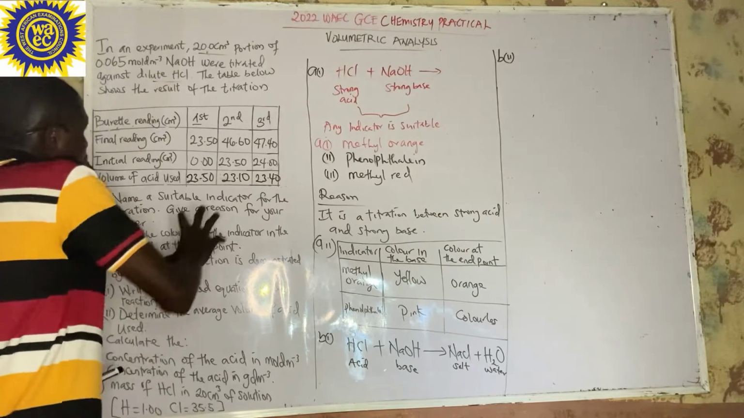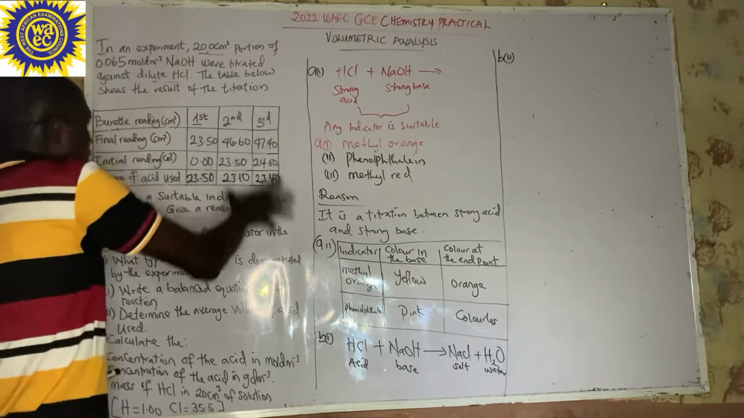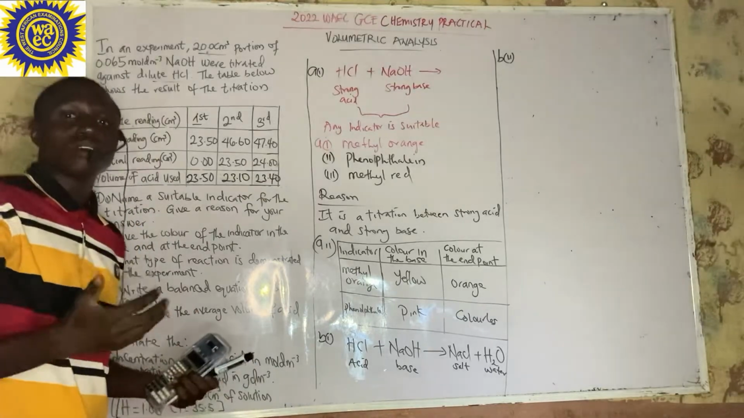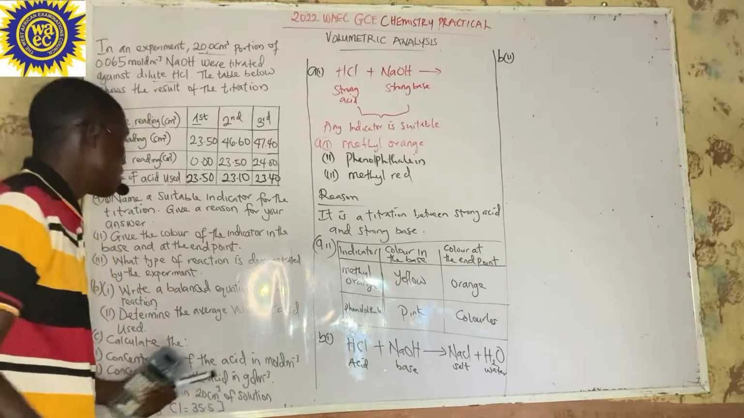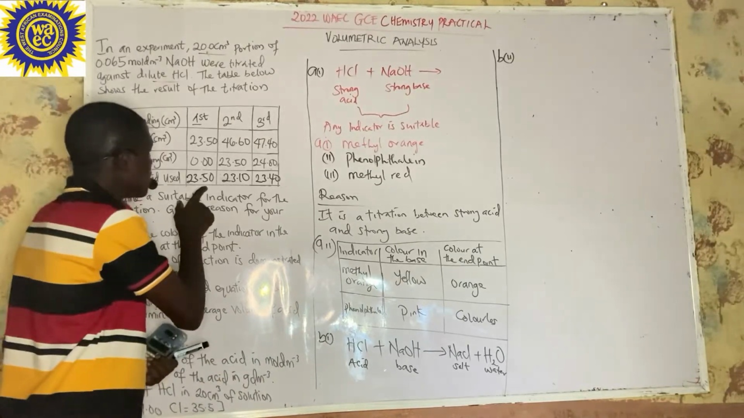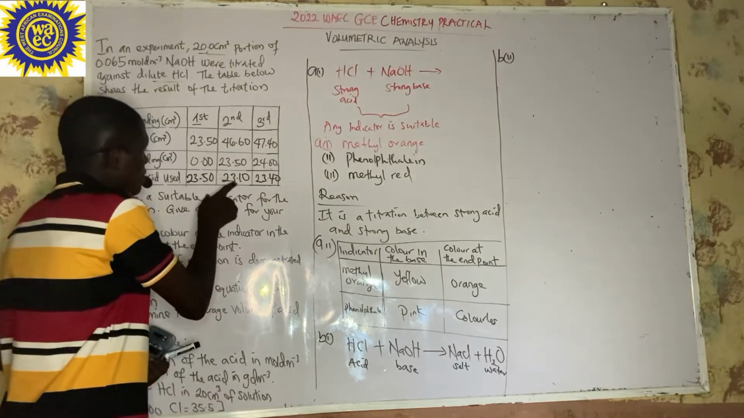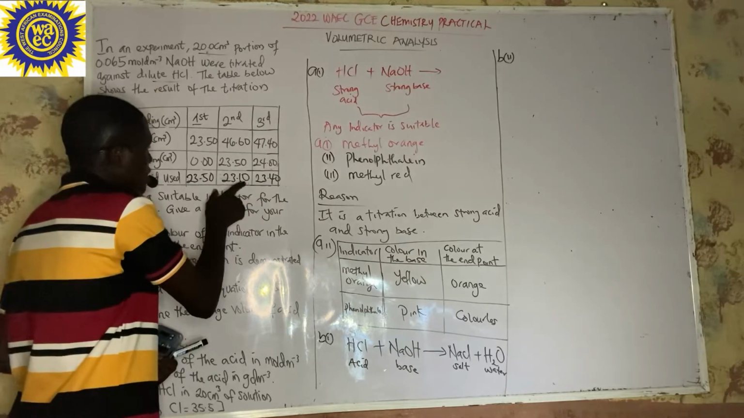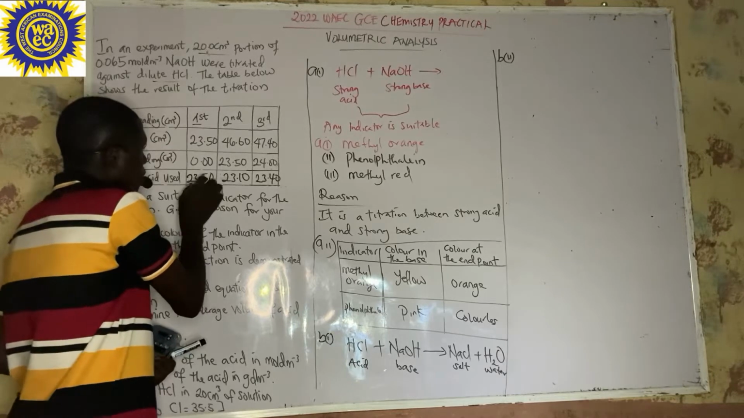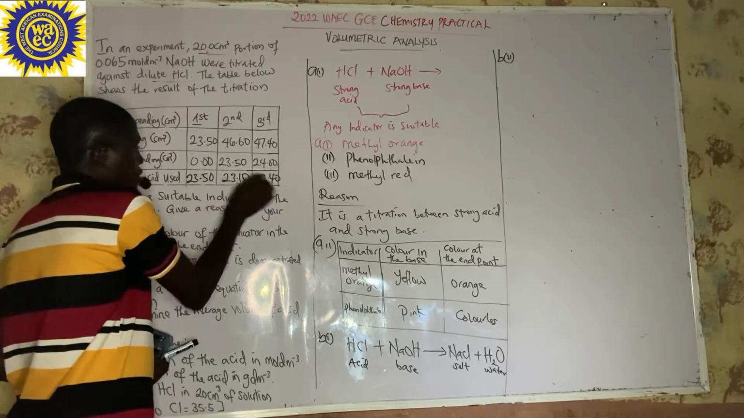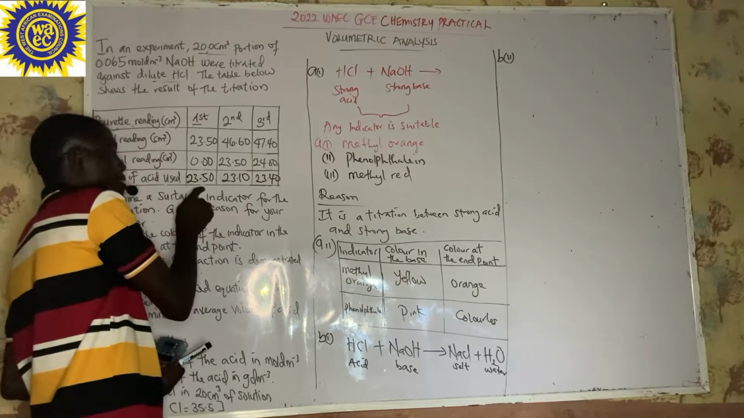Now, having gotten the volume of acid used in each titre, the next thing is to consider which of these titres is concordant. Is everything concordant? Can I use everything? Let's look at it very well. This is 23.50, this is 23.10, this is 23.40. You can see that with 23.10 the difference is 0.3, and with this one it is 0.4. But this and this differ by just 0.1. When you remove 23.40 from 23.50, you have 0.1.